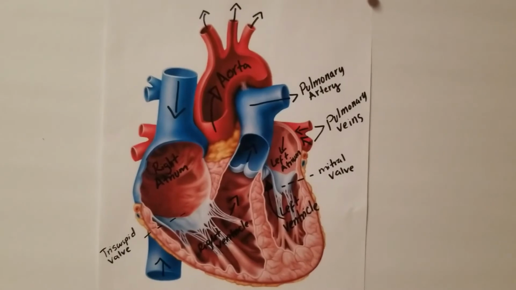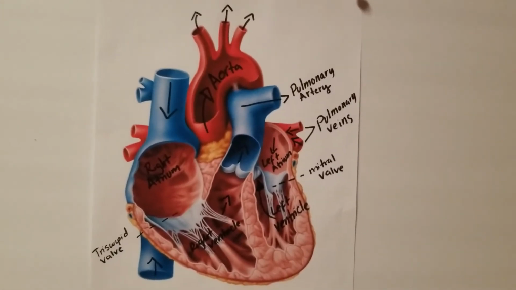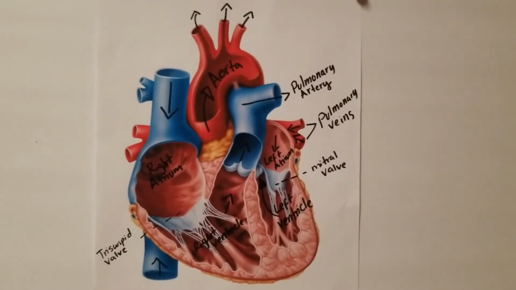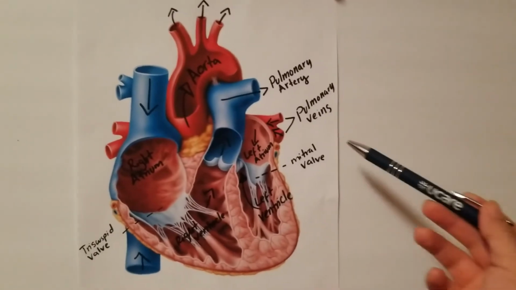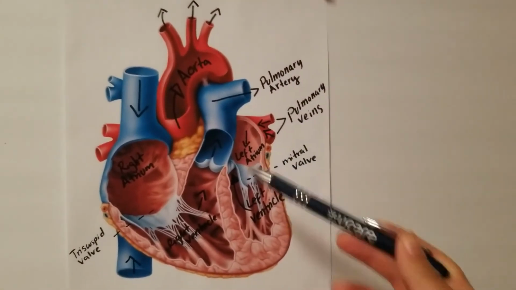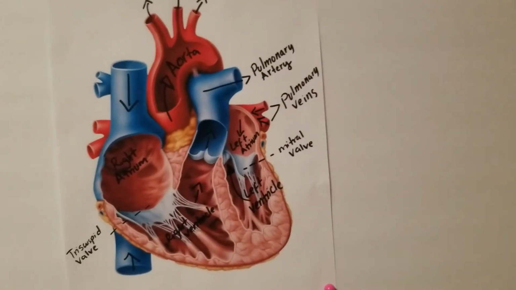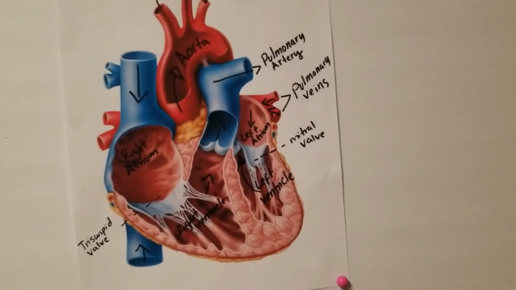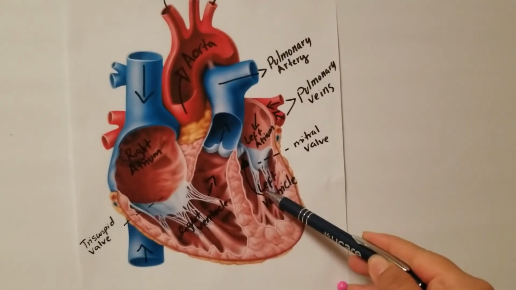After the blood is in the lungs, it returns from the lungs via pulmonary veins to the left atrium. Blood in the left atrium follows through the mitral valve into the left ventricle.